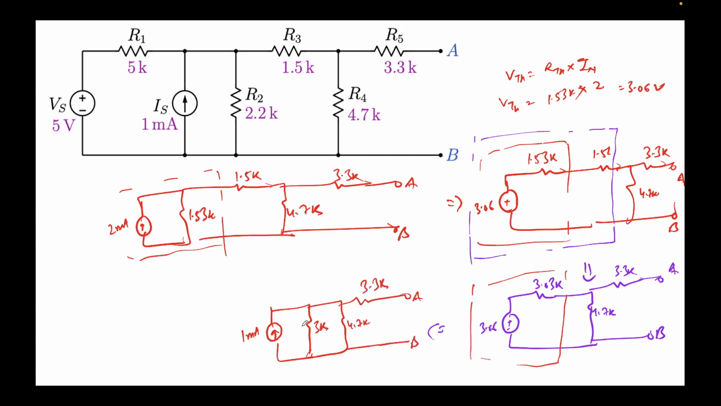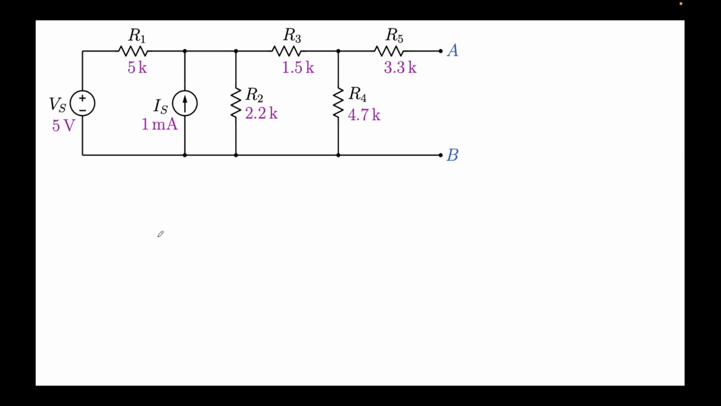Right, so now I can combine them again in parallel. So now the new circuit will become 1 milliamps in parallel with, this will be 3.3K, A and B. So this will be 3K parallel 4.7K. Let me calculate its value. 3 into 4.7 divided by 7.7. So this is coming out to be around 1.83K. Right. So now we have come thus far. This is 1 milliamps.